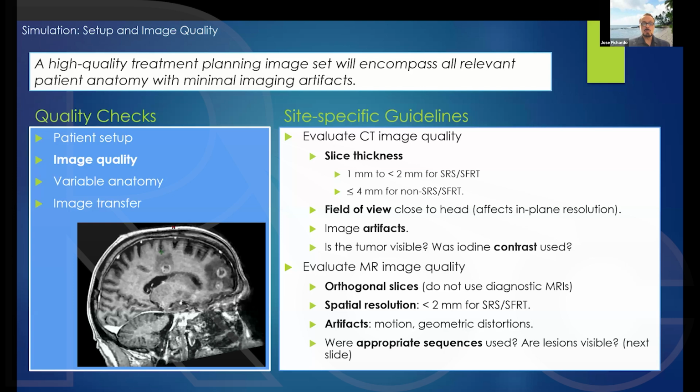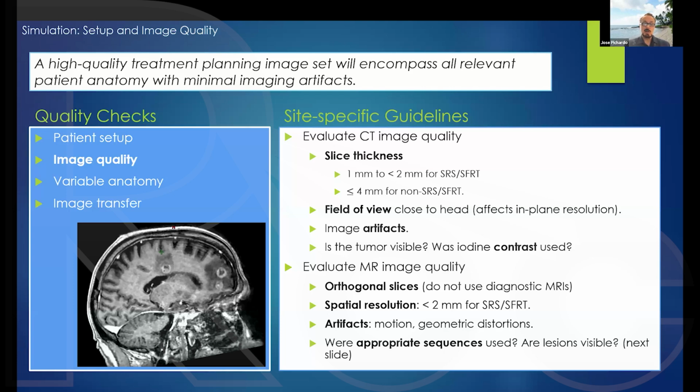Spatial resolution, we want it better than 2 millimeters for SRS and SFRT. What kind of artifacts can you expect in MRI? Motion artifacts, geometric distortions, right? Those are very typical. And then you want to make sure that the appropriate sequences were used, right?